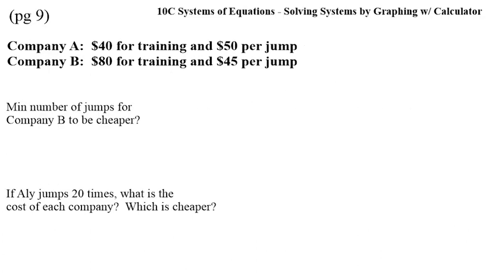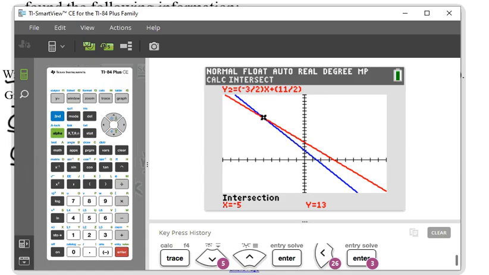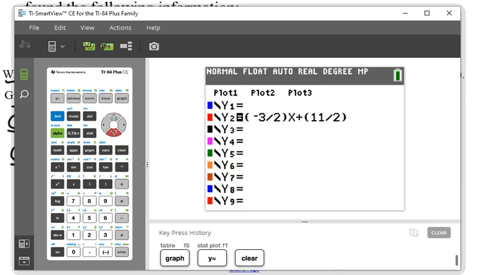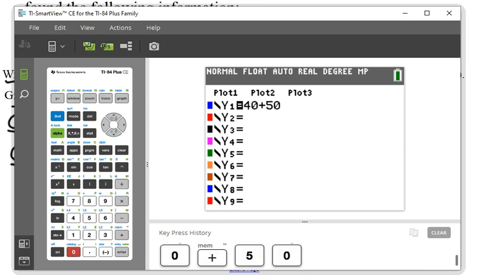So in this case, sorry, I didn't want to hit that quite yet. I want to go back and graph those two equations. So clear. We want y equals. Clear our two equations. And now we can put those in. Our first equation was cost equals 40 plus 50n or 50x. Second company was $80 to start plus 45 times n or x, the independent variable. Graph it.